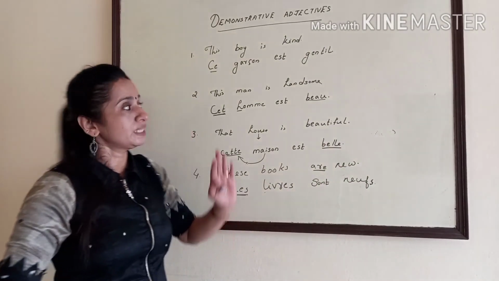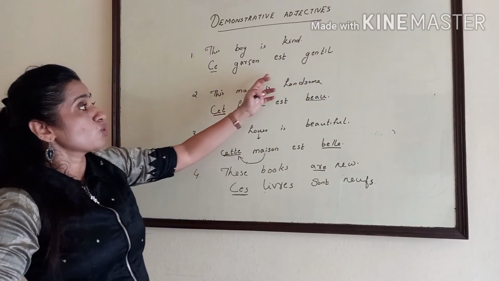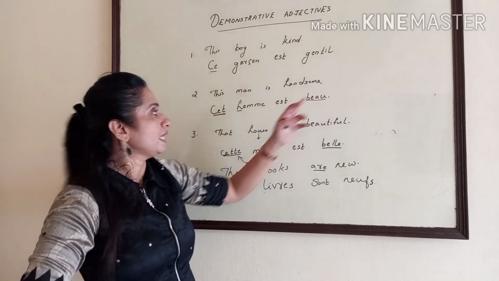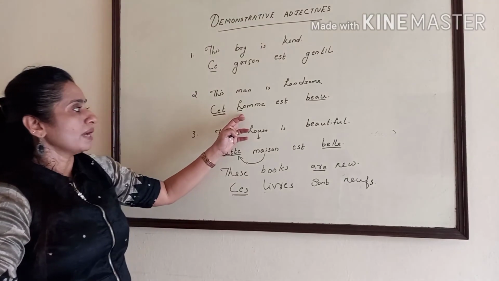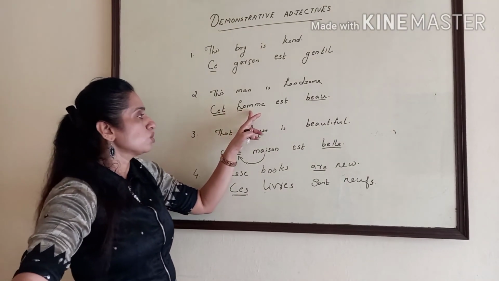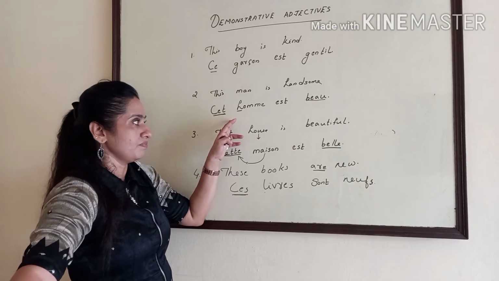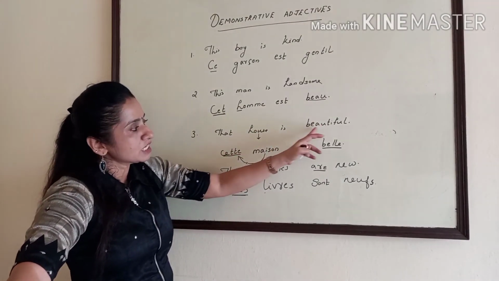Clear? So this boy is kind. How will you say? Ce garçon est gentil. This man is handsome. Cet homme. H is considered as a vowel in French. So it is a masculine noun also. So you will add C-E-T as the demonstrative adjective here. Cet homme est beau.